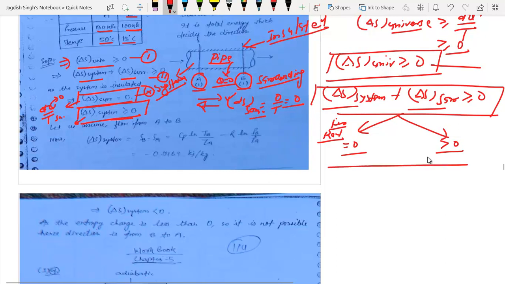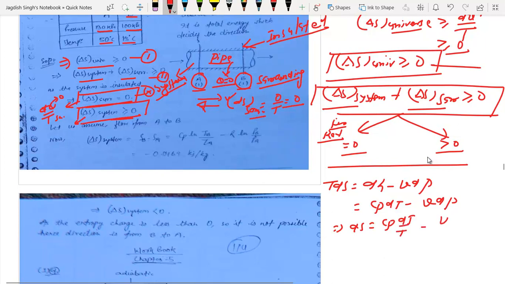We know that TdS is equal to dH minus VdP, and dH is equal to CpdT, so dS is equal to Cp dT by T minus V by T dP. We have already discussed this one. After integrating from point A to B, let entropy at A be SA and entropy at point B be SB, temperature from TA to TB, pressure at A, PA to PB.